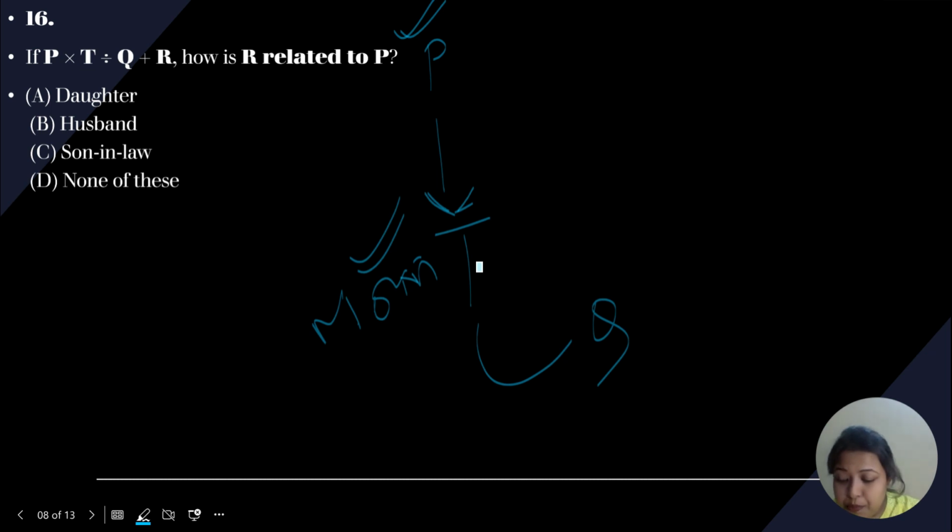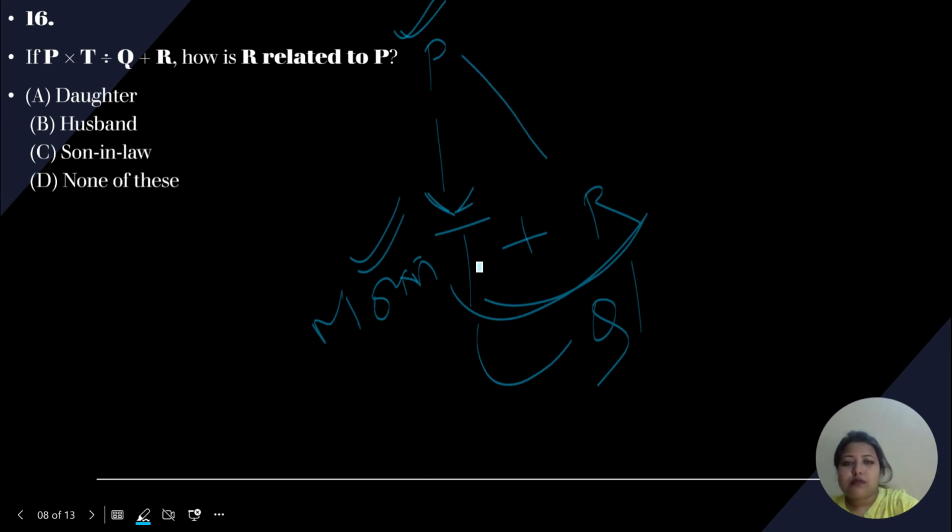Now Q plus R, plus means daughter. Q is the daughter of R. That means T and R are husband and wife. So T is the wife and R is the husband. So Q is both T and R's daughter. Okay, we have got it. Now how is R related to P? R is the son-in-law of P.